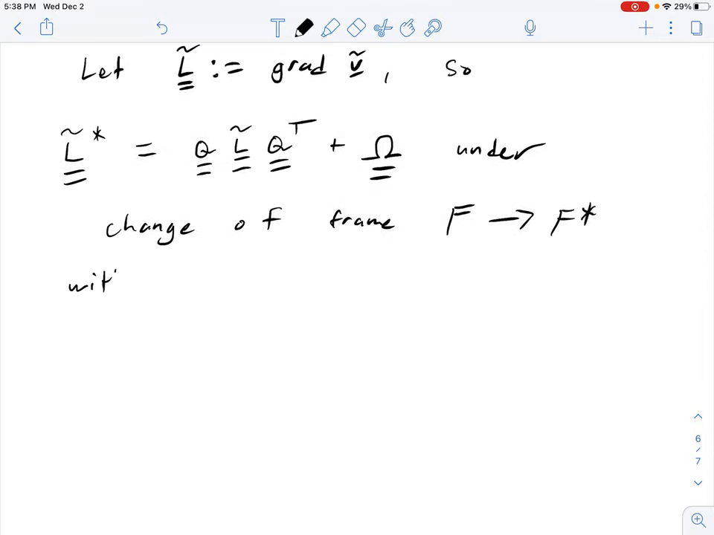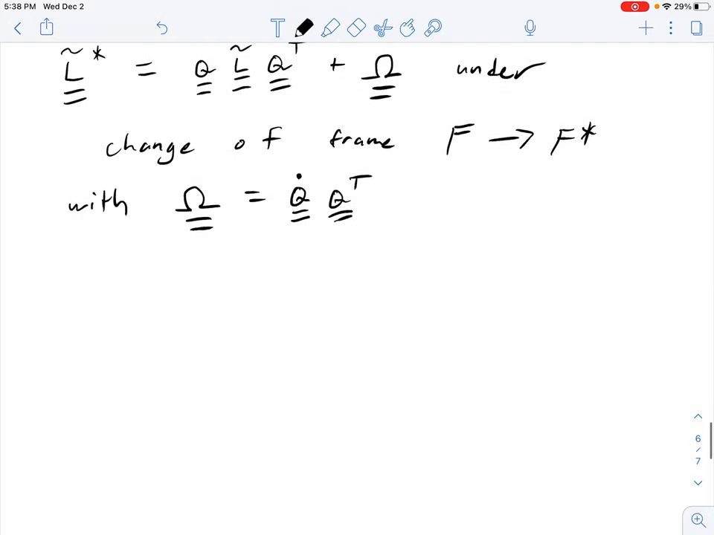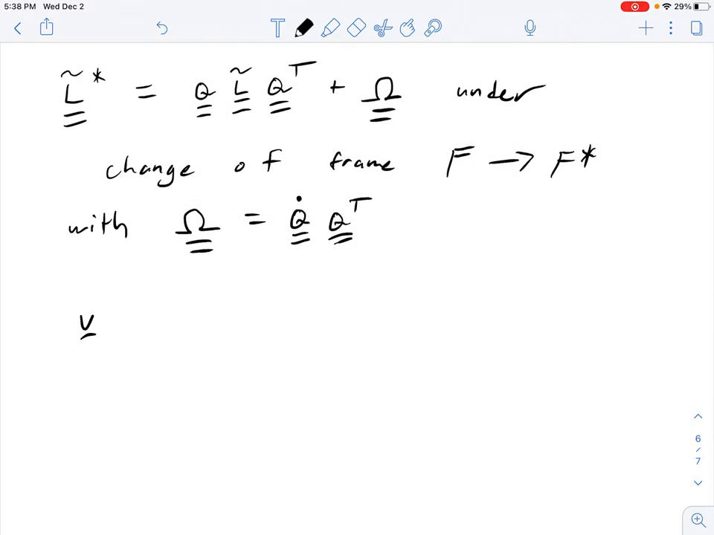And here, omega, the skew symmetric tensor, is equal to Q dot Q transpose. All right, so V tilde, the virtual velocity in the new reference frame, is equal to Q times V tilde in the old reference frame plus Y dot, that's a tilde there, plus Q dot times (X minus O).